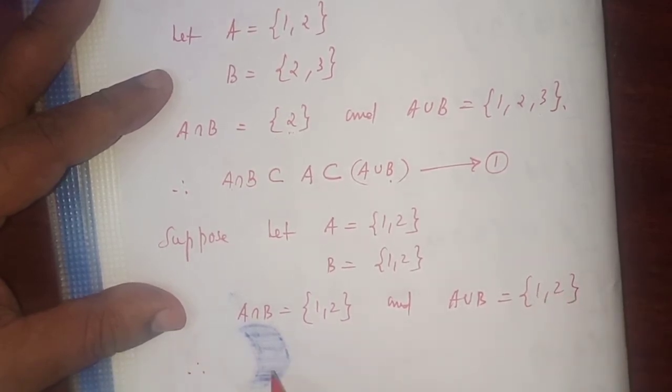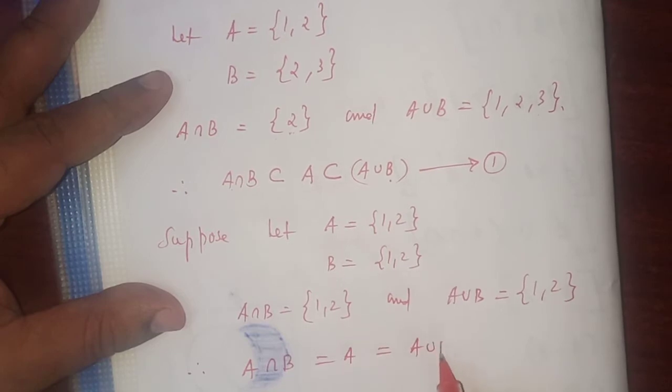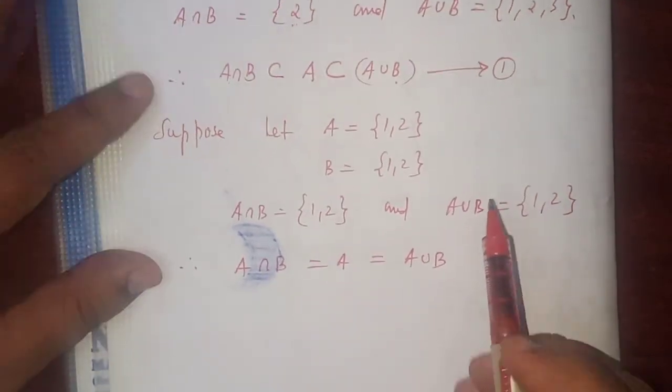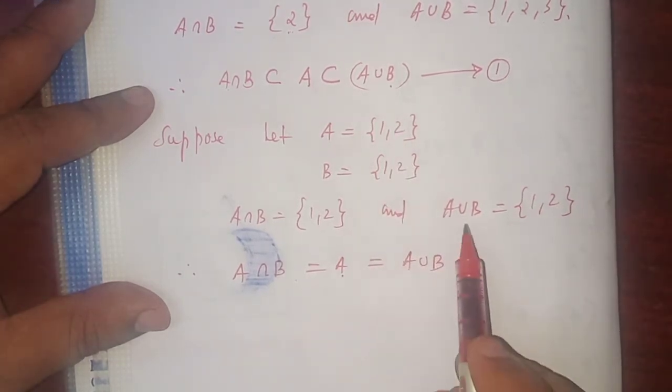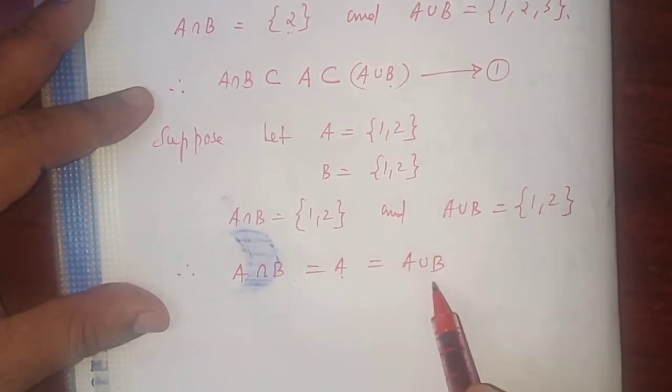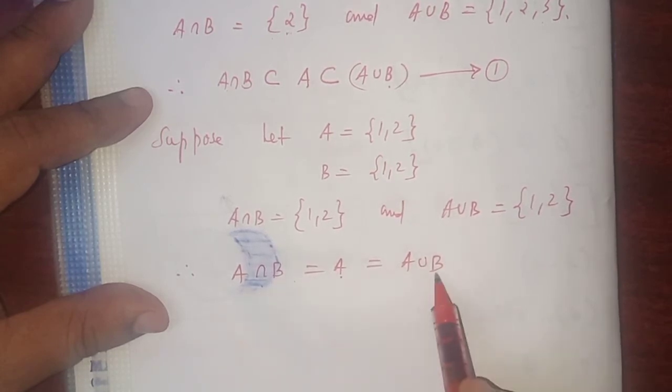In that case, A intersection B is equal to A, that is equal to A union B, correct? A intersection B is equal to {1, 2}, A is equal to {1, 2}, A union B also {1, 2}. Even B, but I didn't take that one. I have taken only A intersection B and A union B.